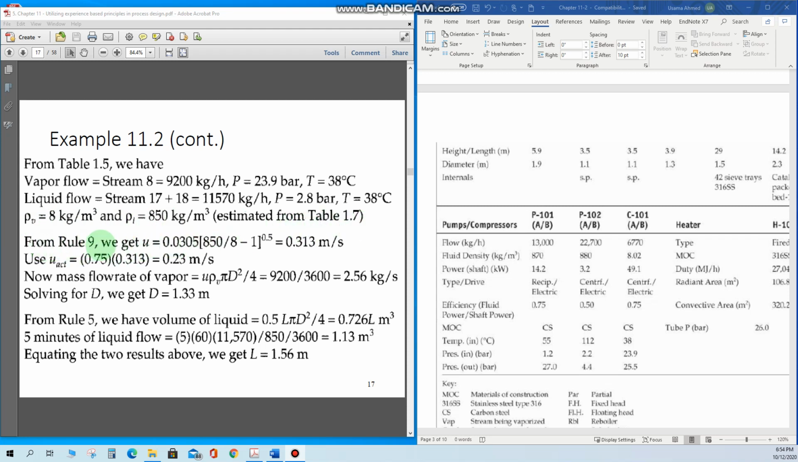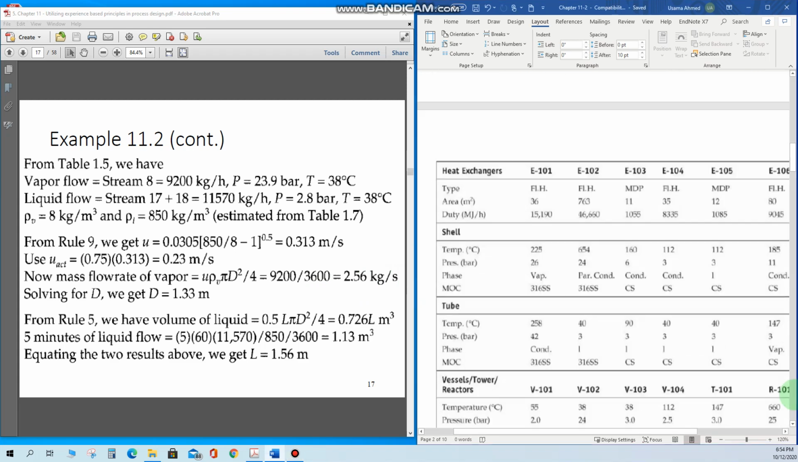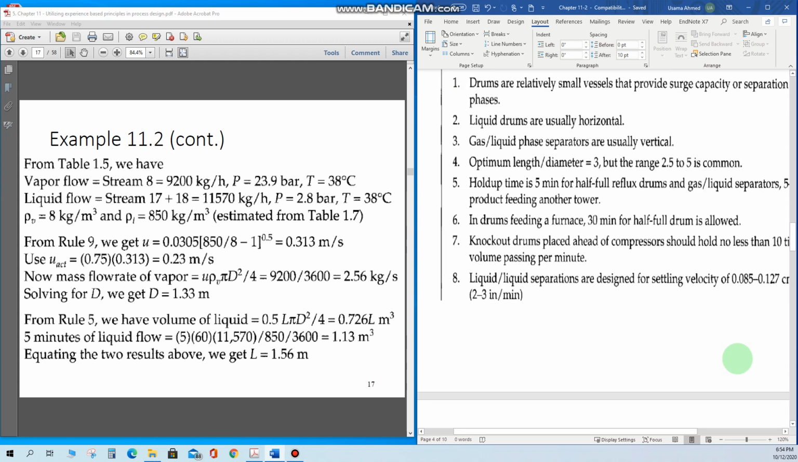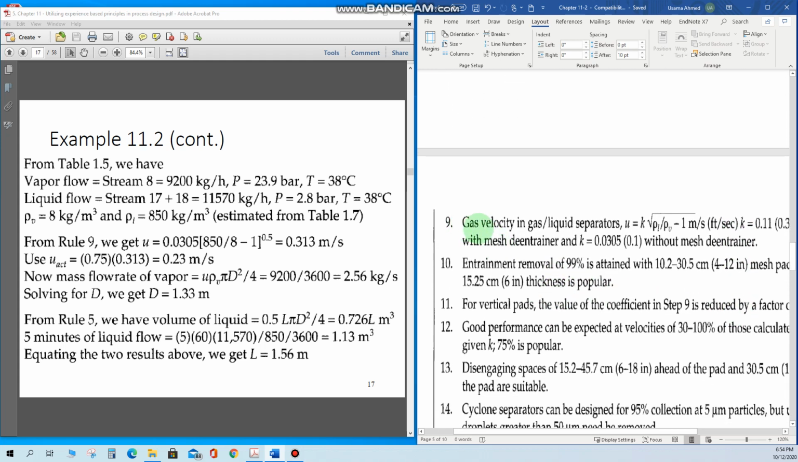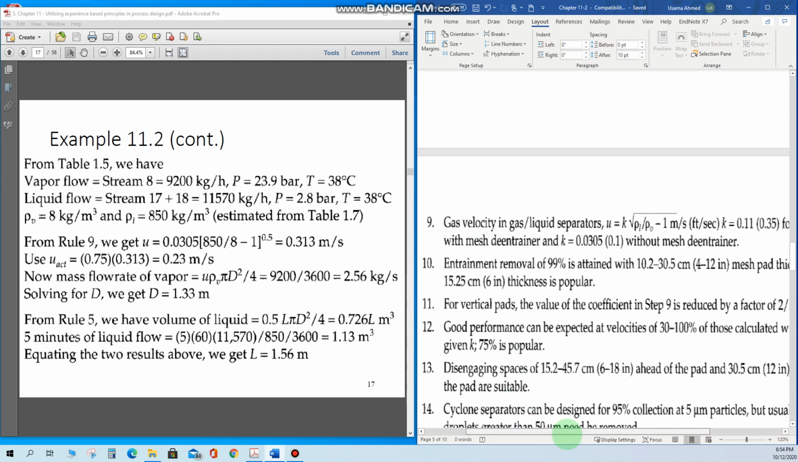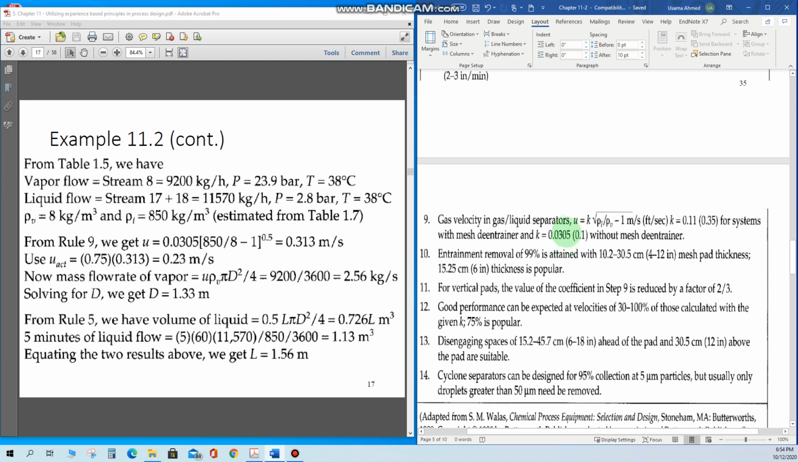From rule number 9, we get u. So let's go back to rule number 9 here. Okay, now the rule number 9 is telling you the gas velocity in gas liquid separators, it is equal to u equal to k times the square root of density for liquid divided by density for the vapor minus 1. And here we have this equation, so we're going to use this equation now.